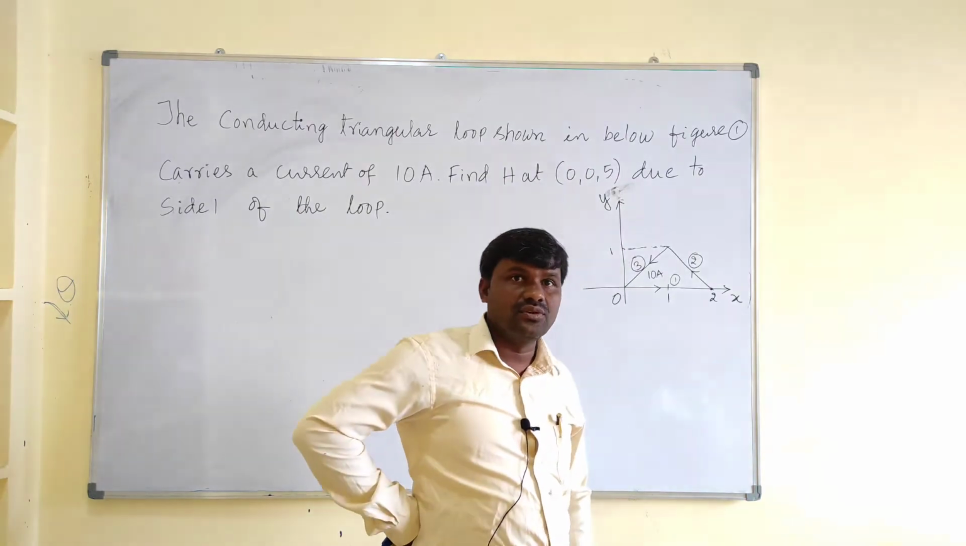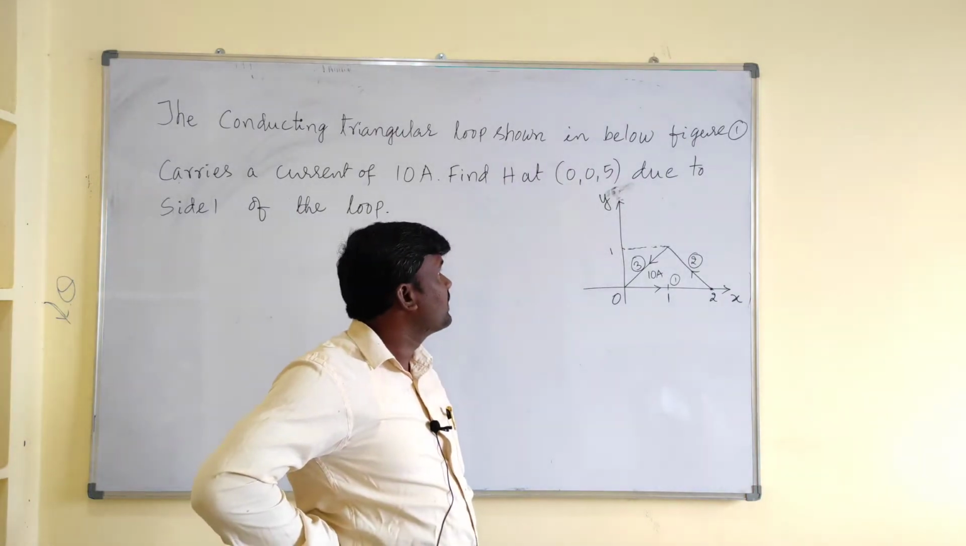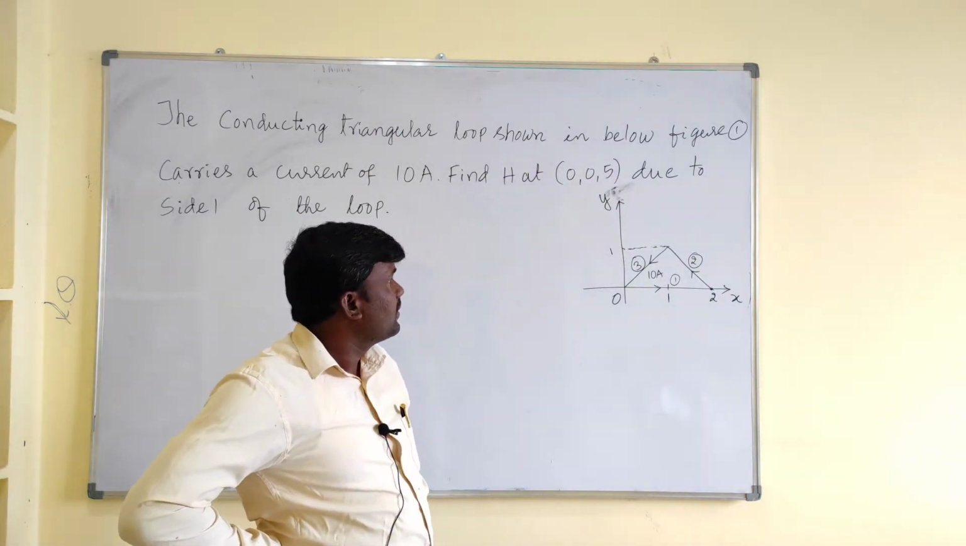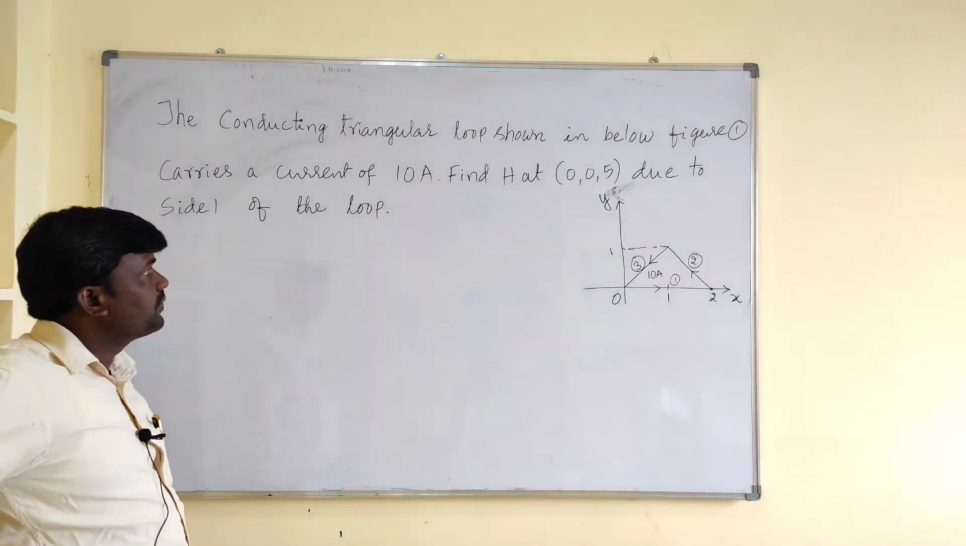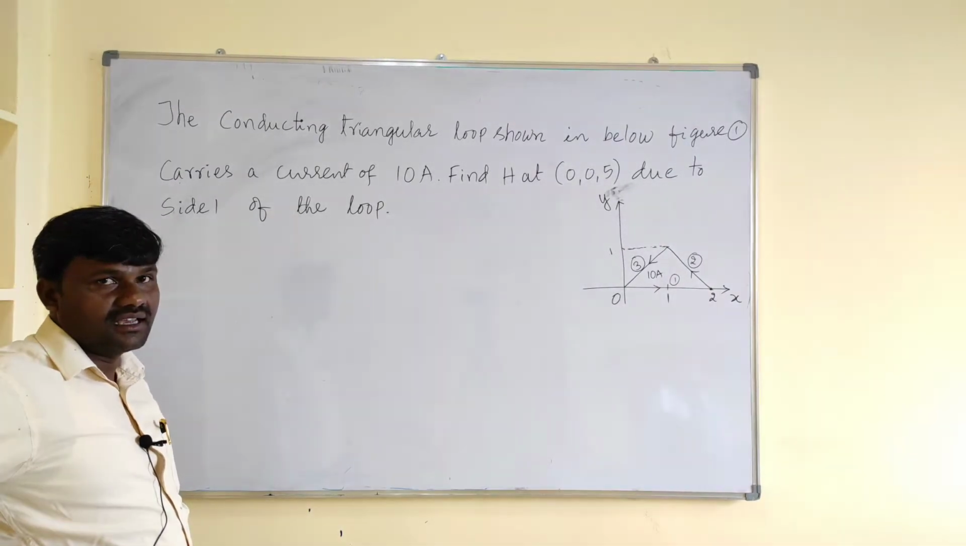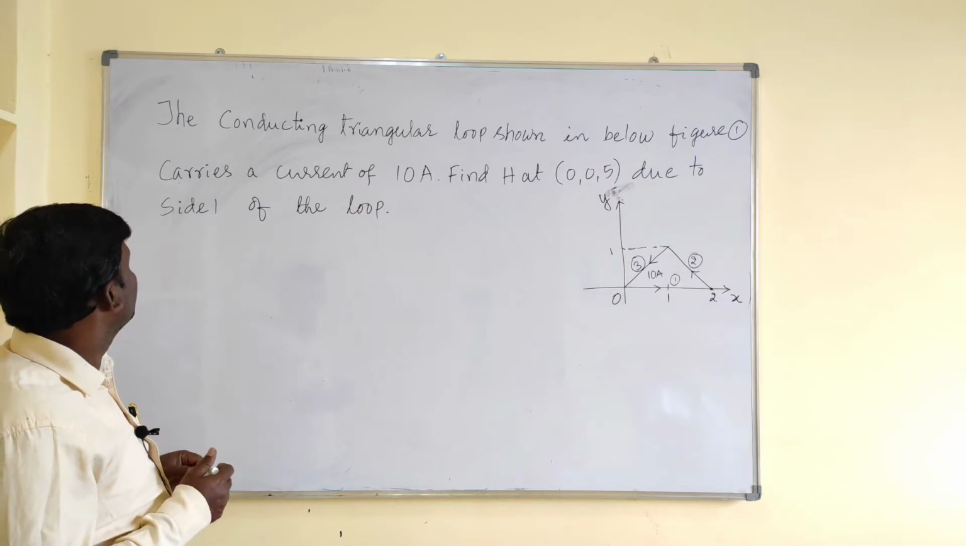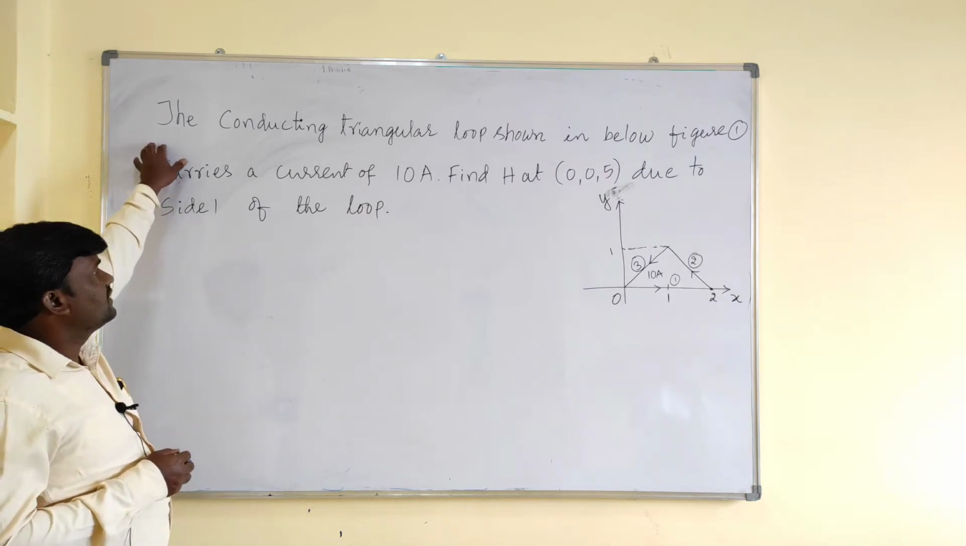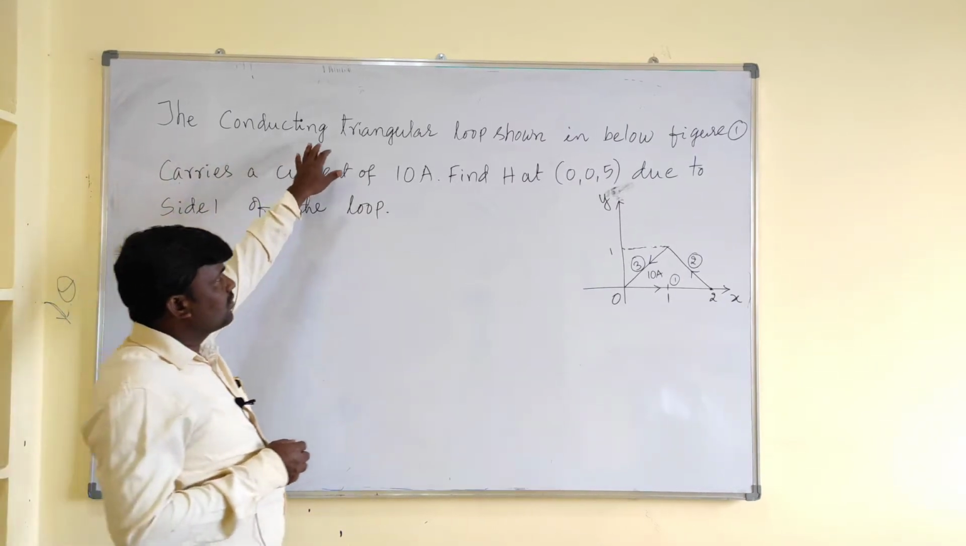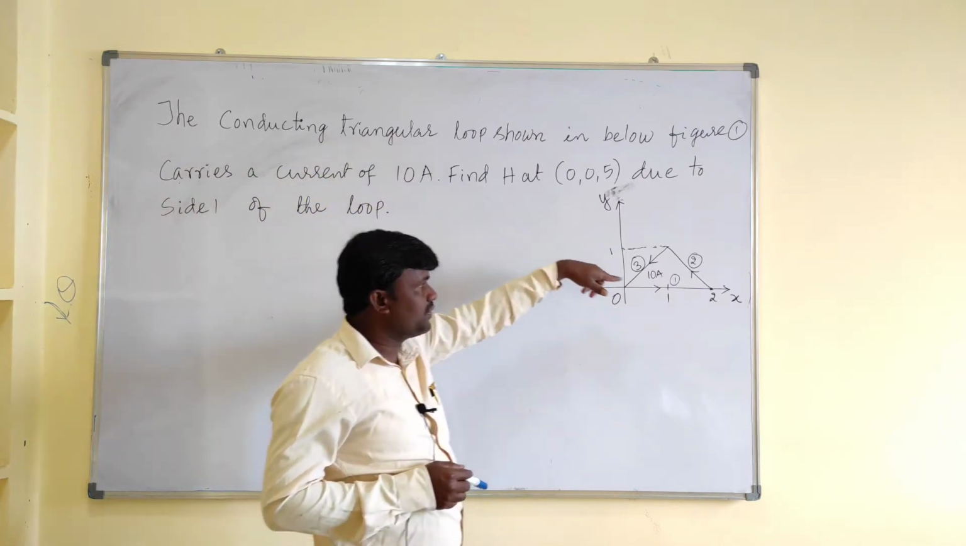In today's class, we will solve a problem based on magnetic field intensity due to a finite straight current carrying conductor. In this problem, they are given like this: the conducting triangular loop shown in below figure 1.